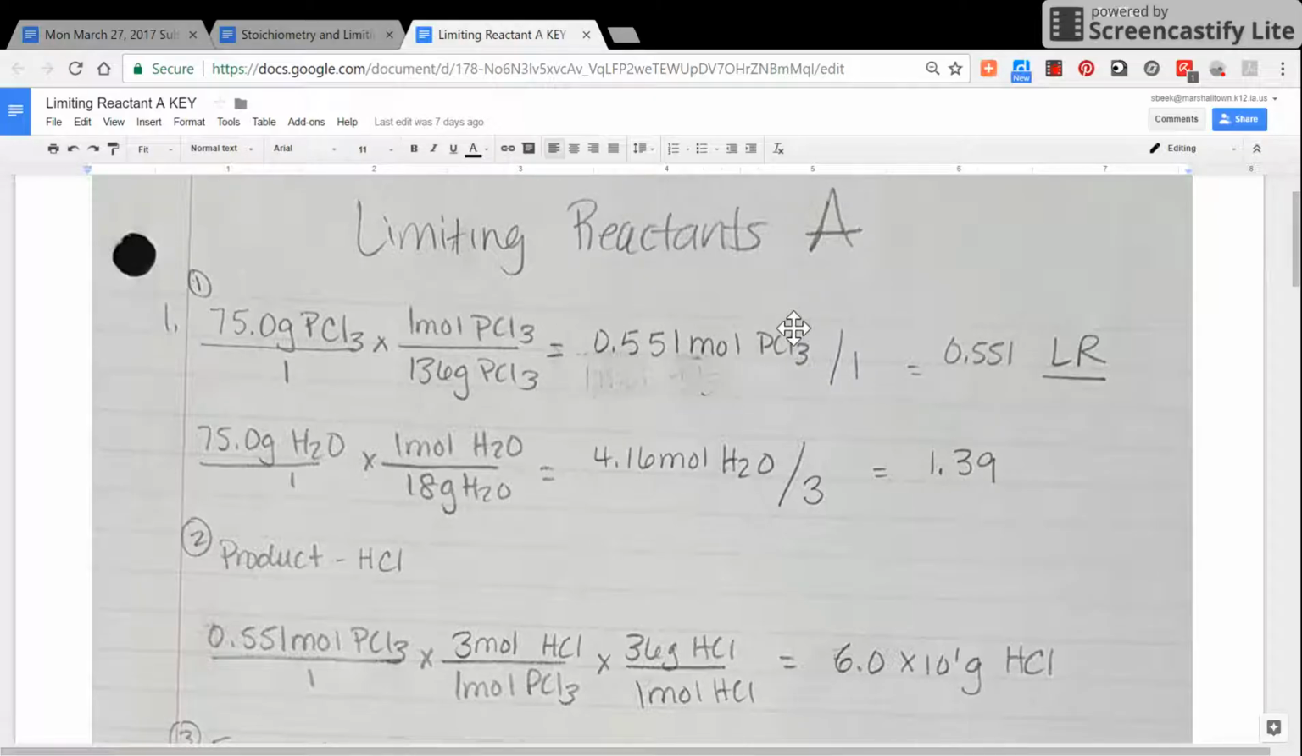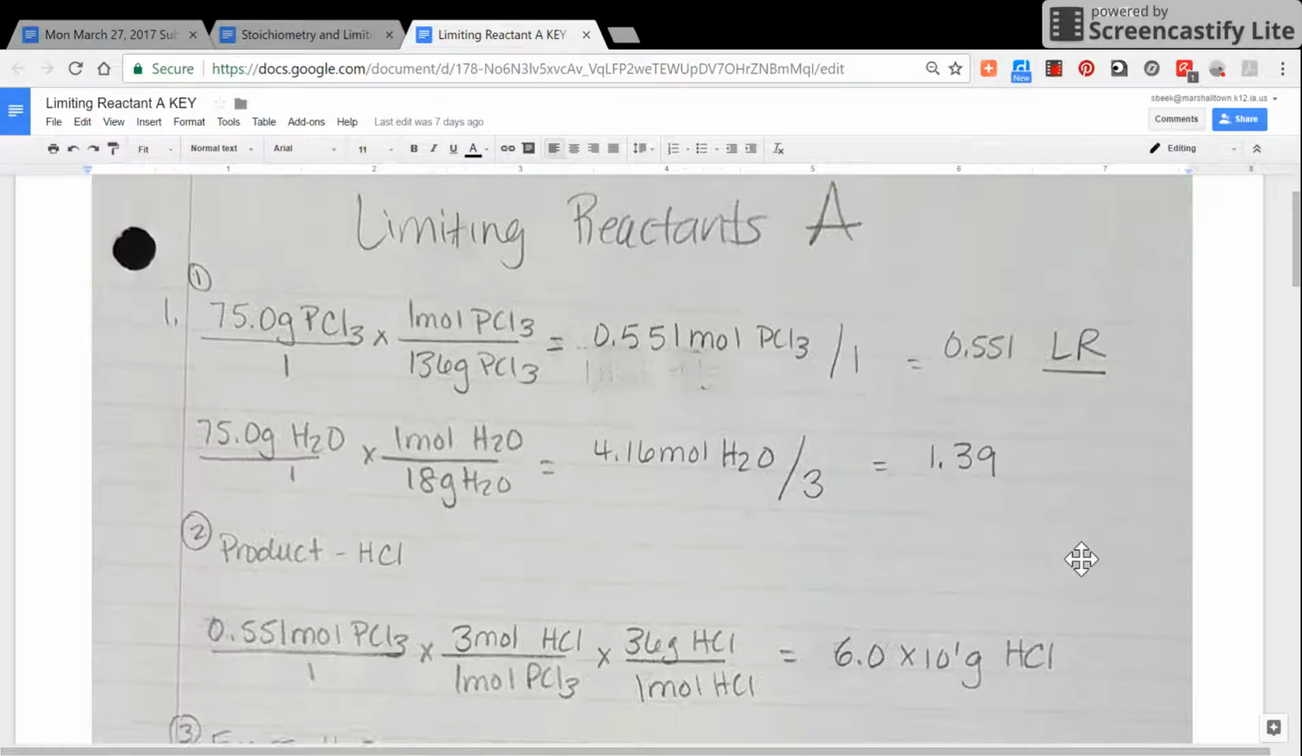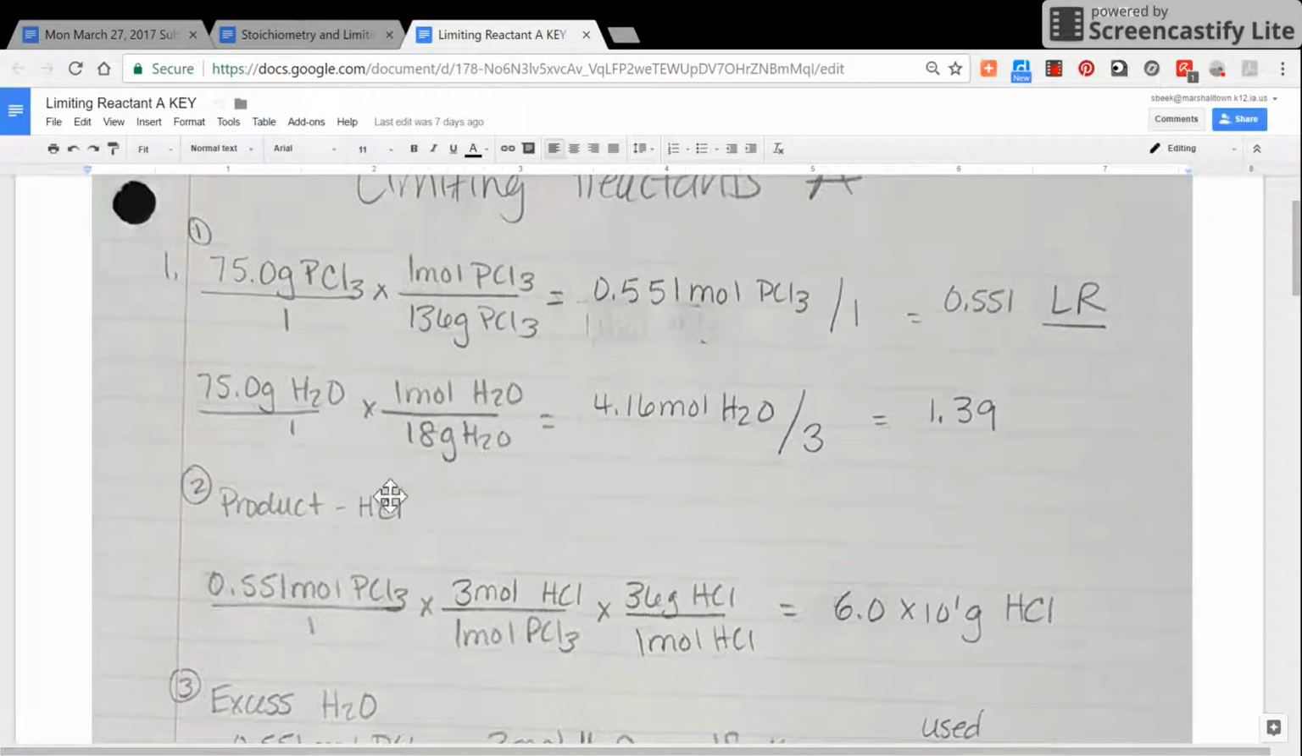That means I'll start the rest of the problem with this number. You never start with the number you get when you divide. This problem specifically said how much of the product HCl do you get, so you only have to find that one. So I start with my moles of my limiting reactant and then do stoichiometry over to HCl. I just have 2 sig figs because in my class we look at the masses for sig figs too. So because 36 just has 2 sig figs, we have 2 sig figs in the answer.